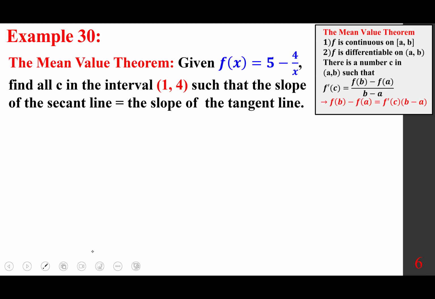All right. So here's an example. The mean value theorem, given f of x equals 5 minus 4 over x. Find all c in the interval of 1 to 4 such that the slope of a secant line equals the slope of a tangent.